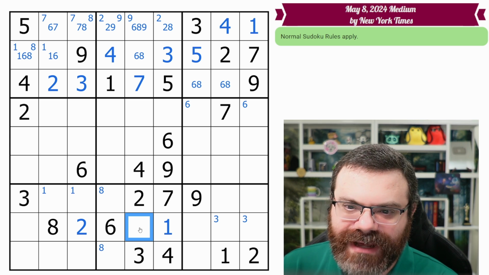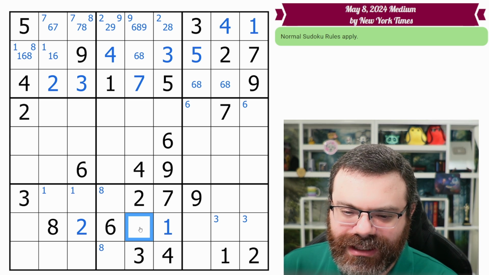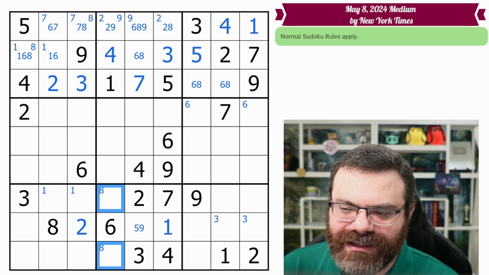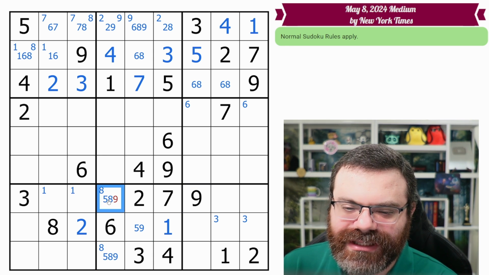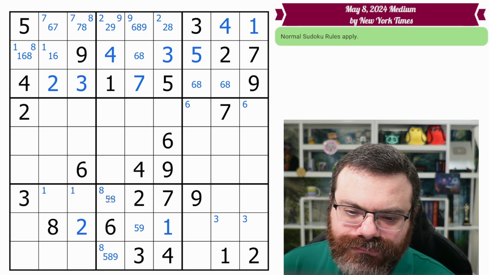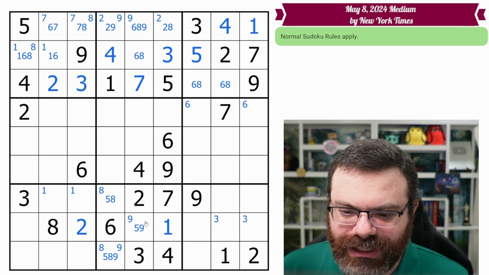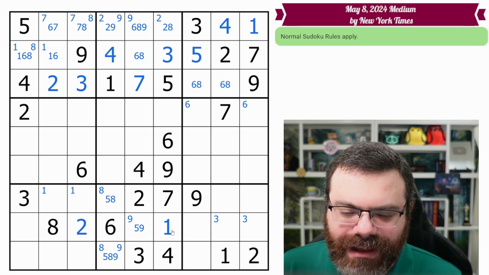Now we're down to 5, 8, 9. And this cannot be 8. So this is down to 5, 9. And these are down to 5, 8, 9. I'm just going to mark those because that is 3 digits. And we see this 9 also helps us out. So 9 ends up in one of these two. We can corner mark that if we want. Okay, so that was that box.